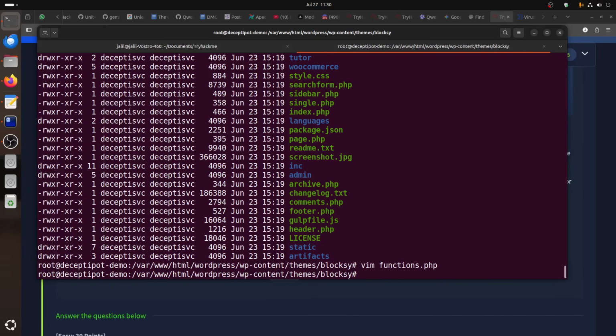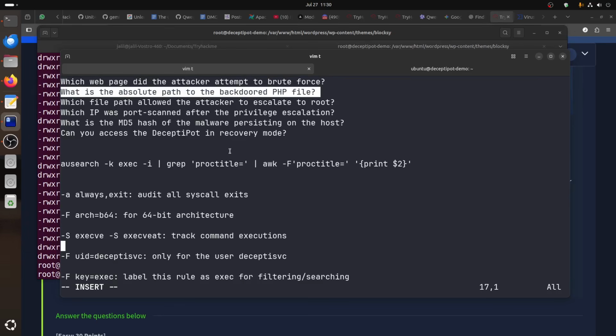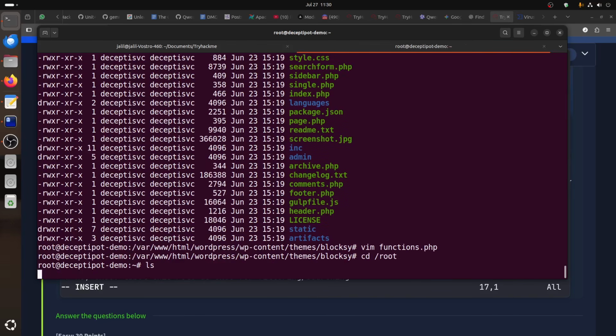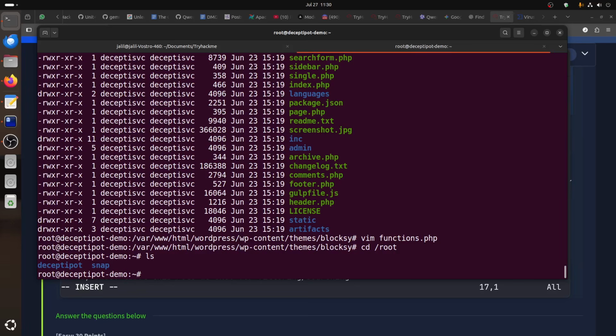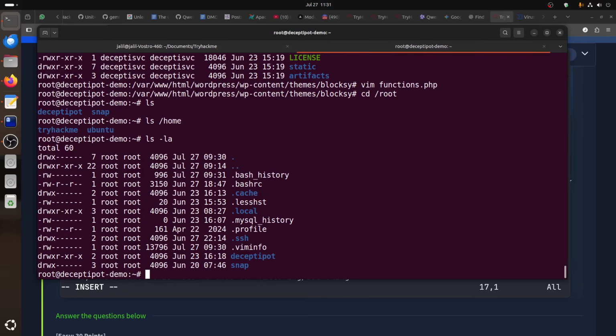So basically the 4x4 is the answer for this. What's the backdoor, and then which file path allows the attacker to escalate to root? Okay, now let's go to root. First of all, we don't have a home for a user, but we have a root.